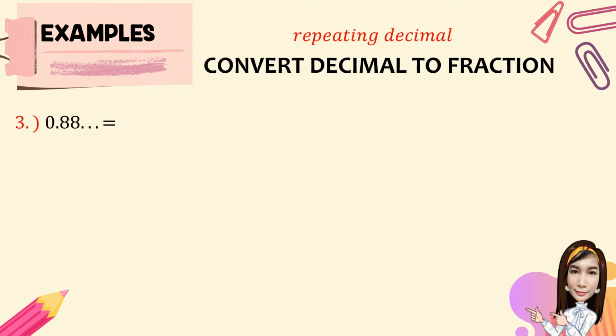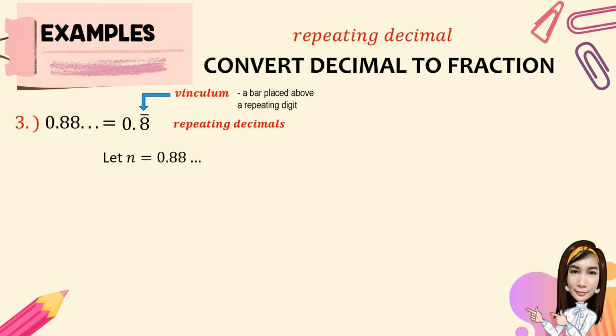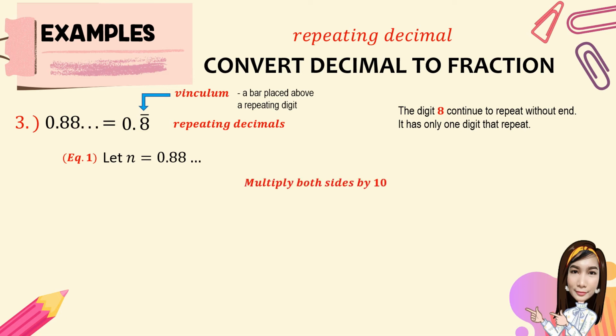Given the repeating decimal, convert it to fraction. For number 3, we have 0.888 and so on, and that is equal to 0.8 repeating. Considered as repeating decimals, therefore, we use the vinculum, a bar placed above the repeating digit. So here, we're going to let n is equal to 0.888 and so on. That is your equation 1. Then, the digit 8 continues to repeat without end. It has only one digit that repeats, therefore, multiply both sides by 10.